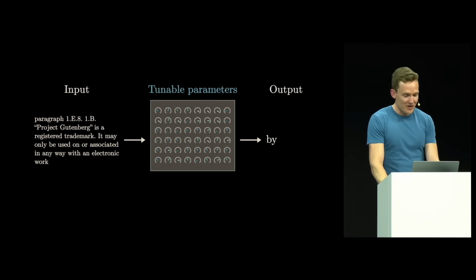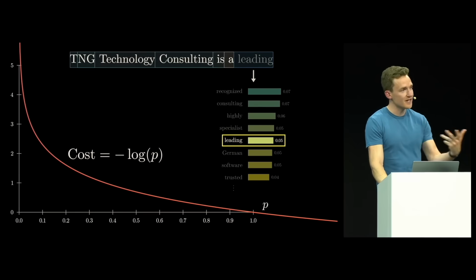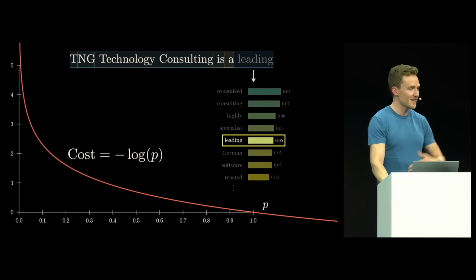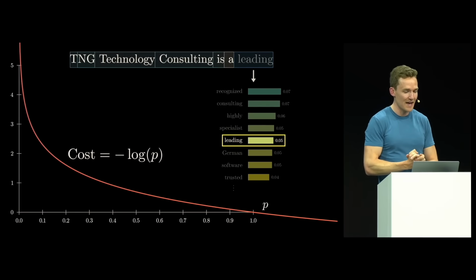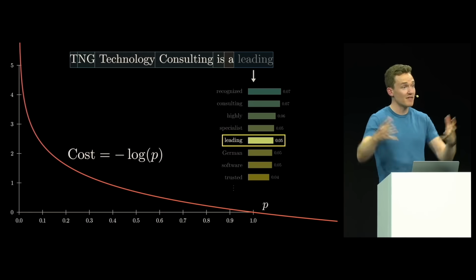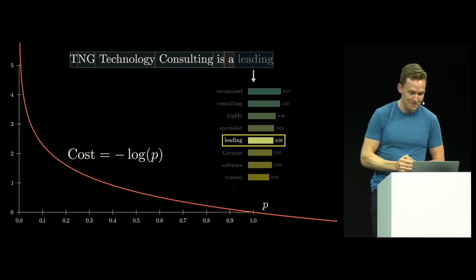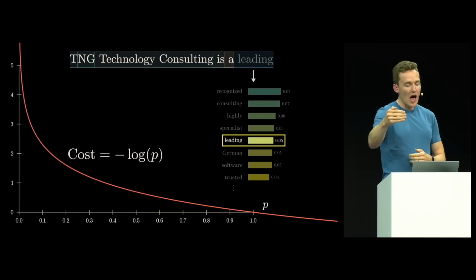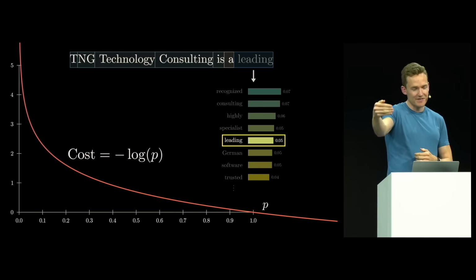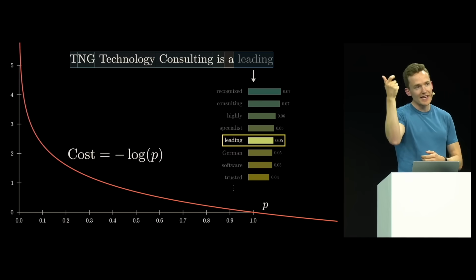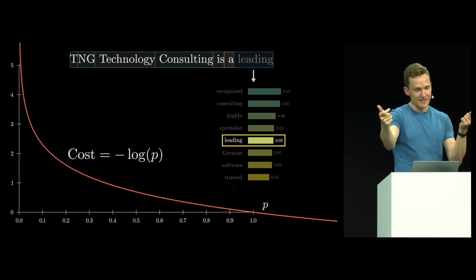The specifics, if you're curious how this training will look, at a high level: you have a cost associated with each example. Let's say it's auto-completing a phrase, "TNG Technology Consulting is a blank." And from actual snippets of text pulled from the internet, let's say one of the examples included the word "leading" there. What you would do is ask, what probability did you assign, little network, to the actual next word? Then you take the negative log of that probability, and that defines a cost.